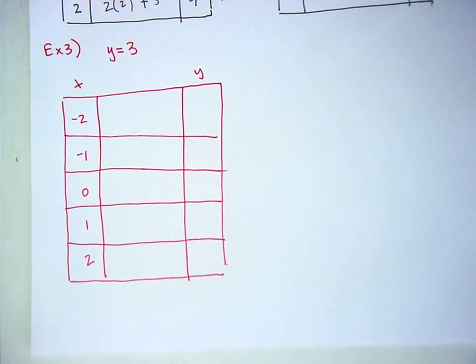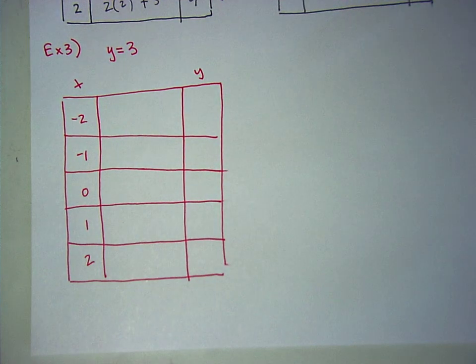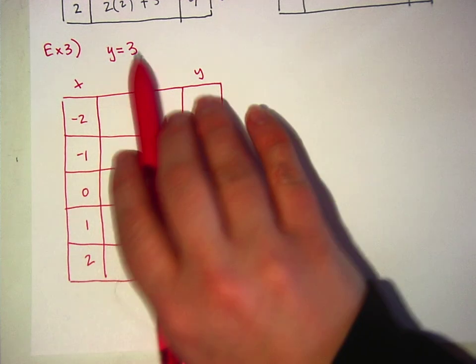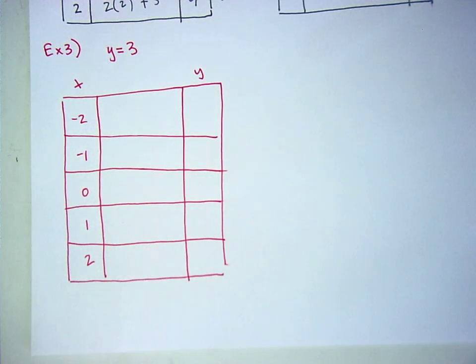Let's look at this equation right here. Y equals 3. Is there an x in this? No. So this is the equation where y is always 3. So what if x is -2? And it's -2 and then 3 at the bottom.